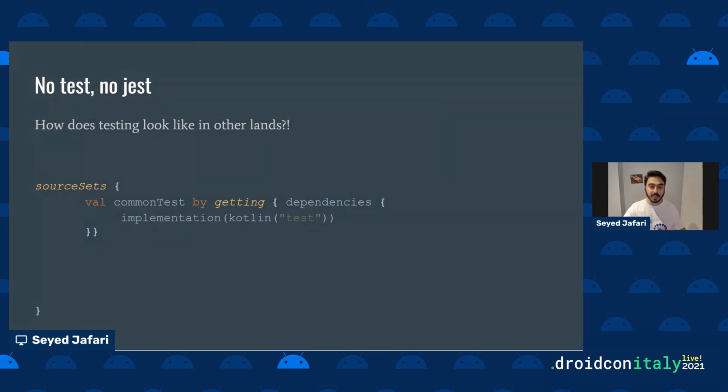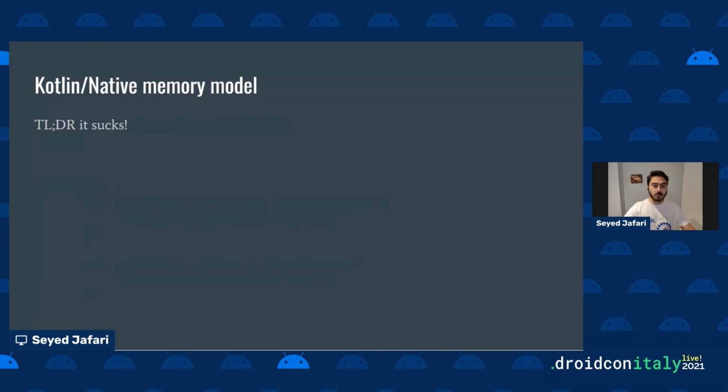No test, no gist. If we cannot test our common code in a common way, then why would we even bother doing that? But don't worry. Again, the Kotlin team already supported it in a very minimal way, so don't expect too much from it. But if you want to write your test once and run it for all of the platforms, you can add the Kotlin test library, and it also supports iOS test. So just add it, and you will be good.